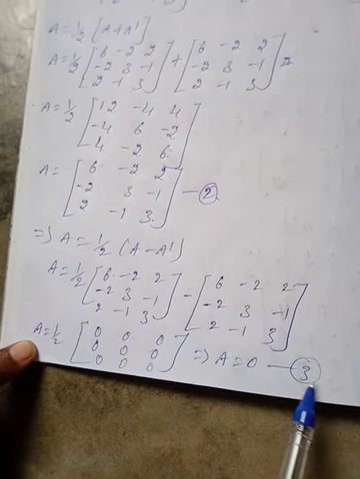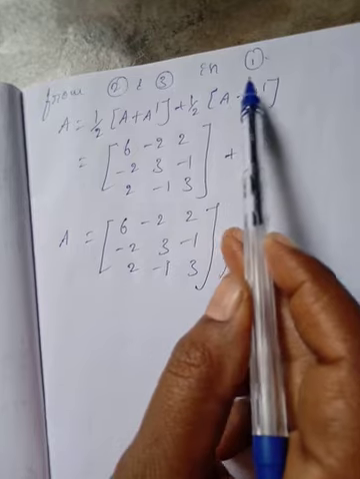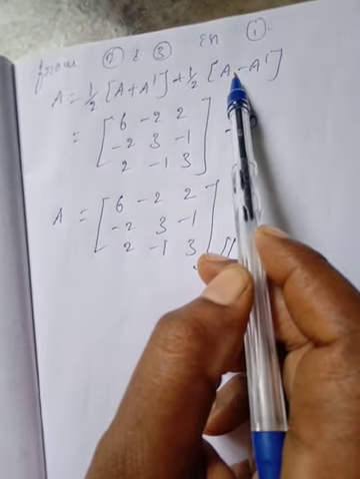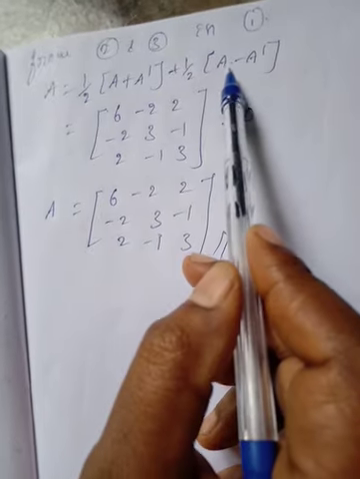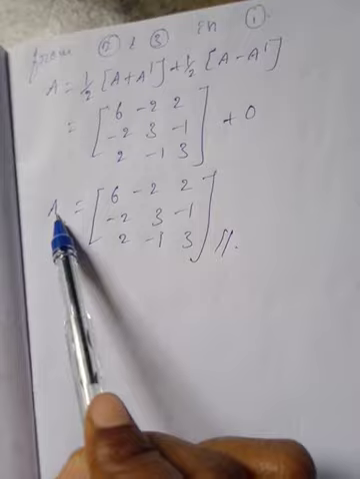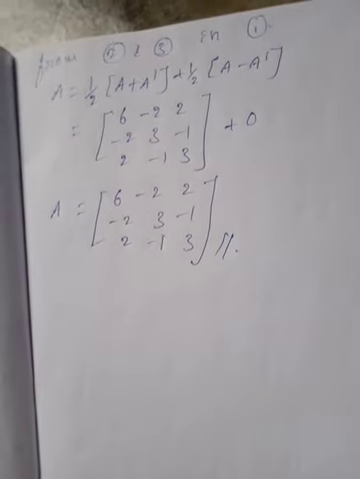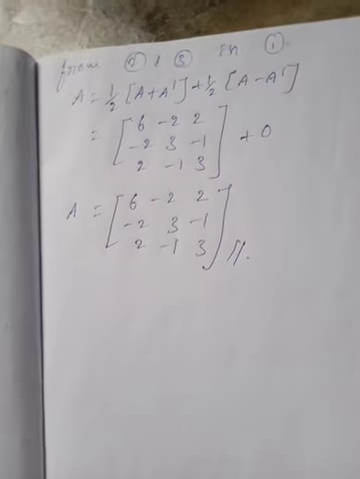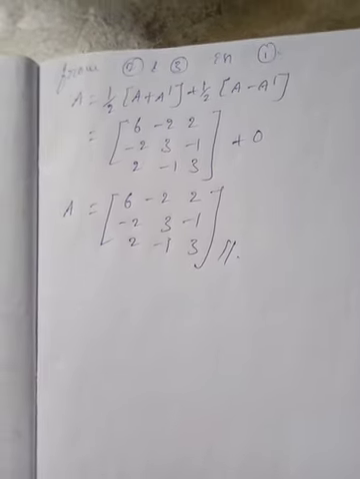So this is your equation 3. Here also, from equation 2 and 3, substitute in equation 1. This is your equation 1. Substitute all the values. This is your equation 2. In equation 3, you are getting 0. A is equal to, again you are getting A matrix only. So theorem 2 is satisfied here. That is, a square matrix as a sum of symmetric matrix and skew symmetric matrix.